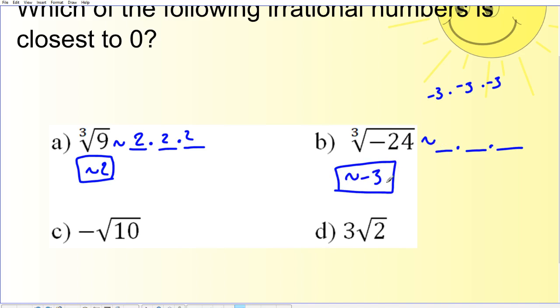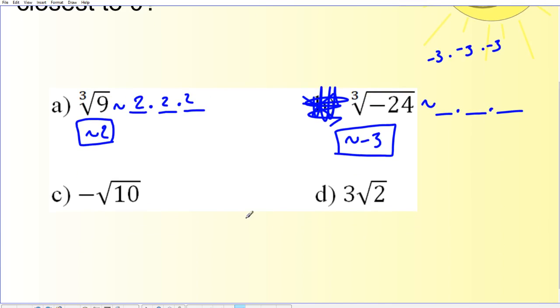Okay, so he's definitely not going to be my right answer, because positive 2 is closer to 0 than negative 3. So I can already cross off this one. I know he's not right. So now I'm down to these other two to see if they're closer than about 2.